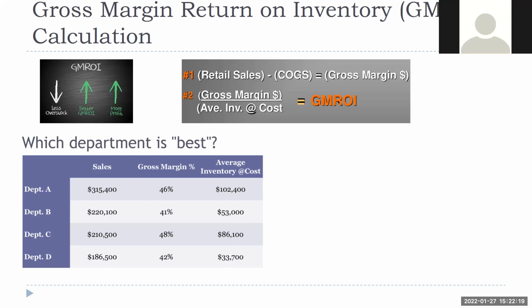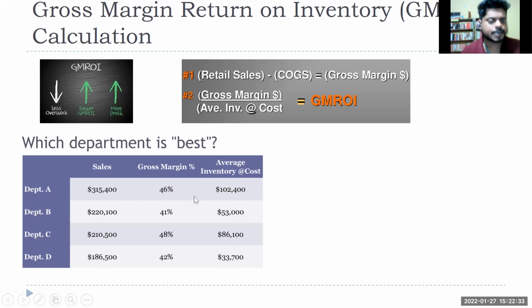It depends upon what the parameter is, right? If somebody says sales is my parameter, think about all these stores being equal size and everything the same, almost the same, right? If sales is my parameter, obviously department A is doing great. If gross margin is my parameter of choice, maybe department C is doing great, because they are selling this much and having a gross margin of 48%. If I want to keep inventory cost low, then department D is doing great, right?